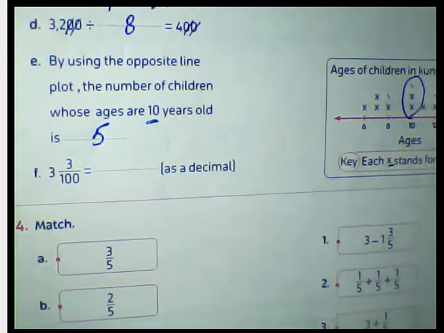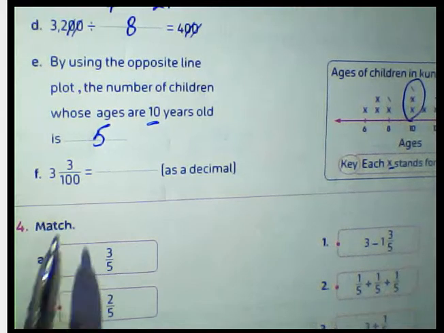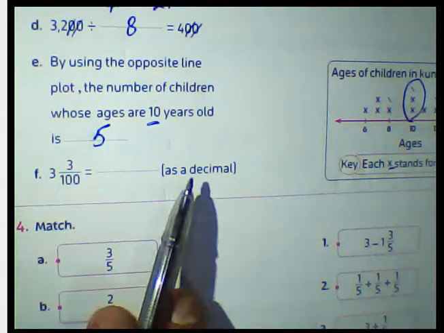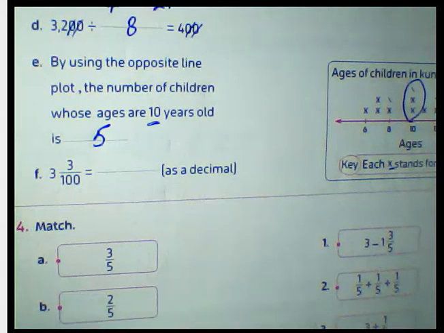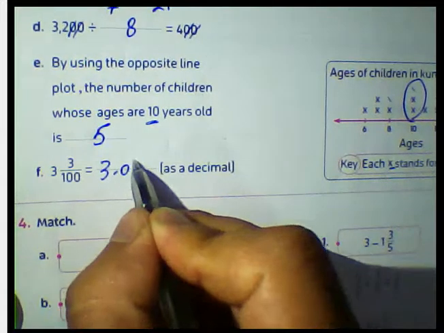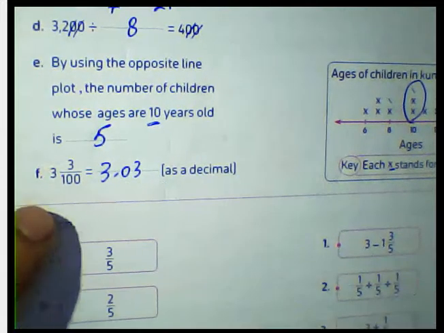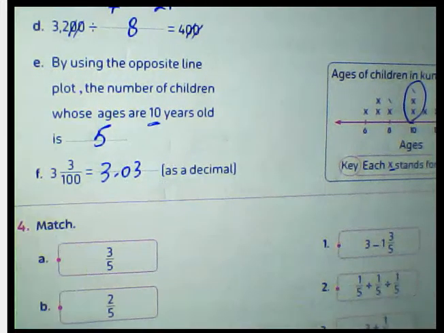Okay, another example, 3 and 3 over 100. We must write it as a decimal. It will be 3.03, because we can write 3 over 100 as 3 hundredths. Again, it was 3 hundredths, okay? It's easy, or not? It's a very easy question, number 4.